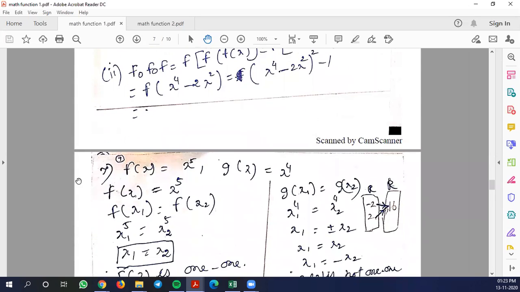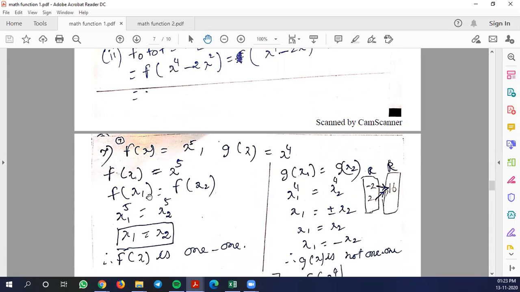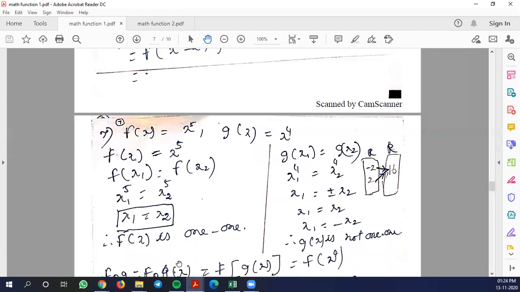Okay, seventh sum, F of x equal to x power 5. Then G of x is x power 4. Check F and G are 1 to 1 and F o G is 1 to 1. So I told you already, whenever it is 1 to 1, you have to show x1 is equal to x2. For that, we take F of x1 is equal to F of x2. What is F of x1? In the place of x, just put x1 to the power 5, or F of x2 means x2 to the power 5. So we can just cancel these odd powers, x power 5. So x1 is equal to x2, therefore F of x is 1 to 1.